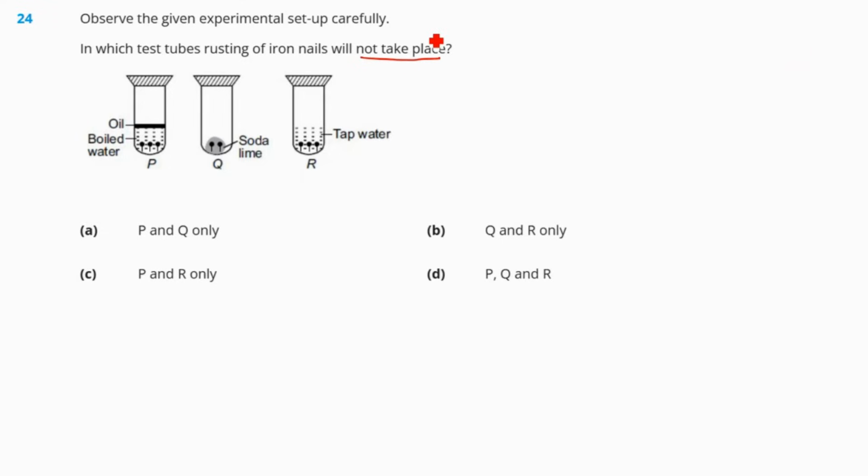So here we can understand that because of the presence of oil in test tube P, the air is not coming in contact with the nails. So in P, there will be no rusting. And in Q also, there will be no rusting. So our correct answer is option number A.